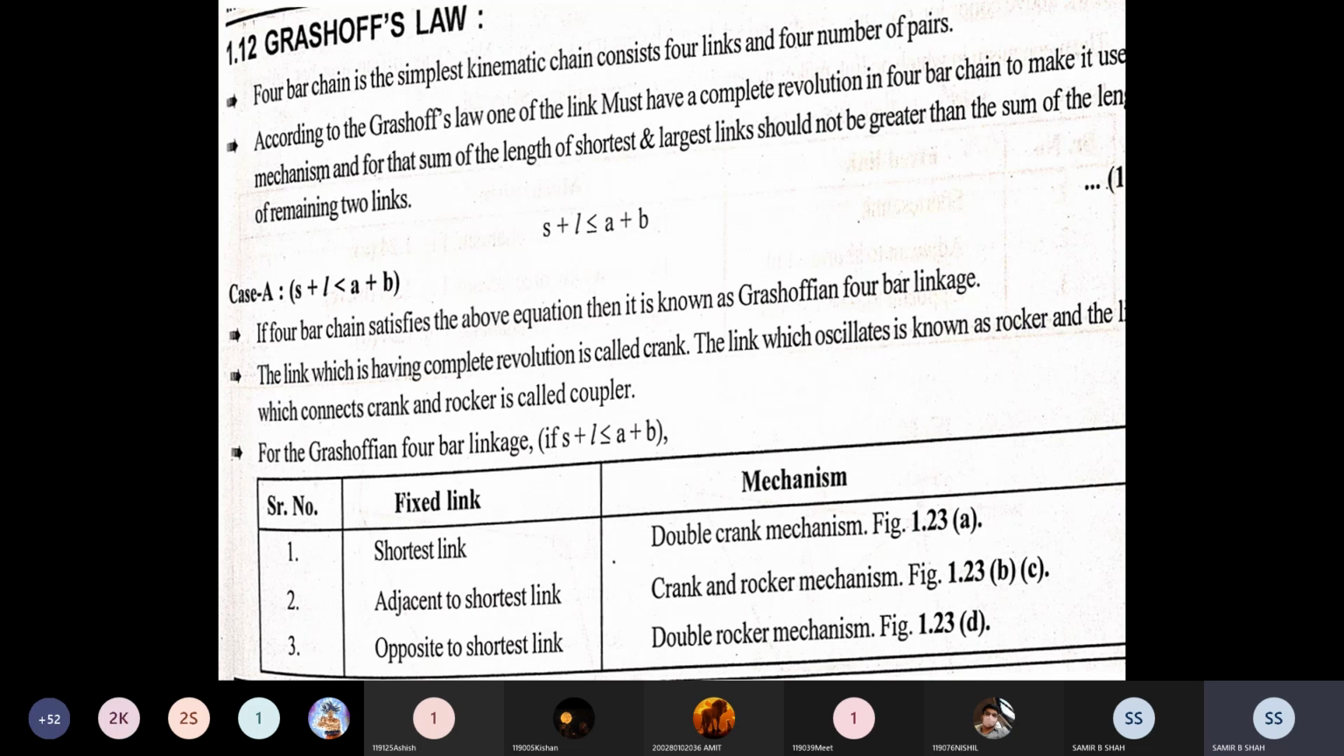There are 3 cases totally that we are discussing right now, and then we will implement them in our first practical that we start in the next session.